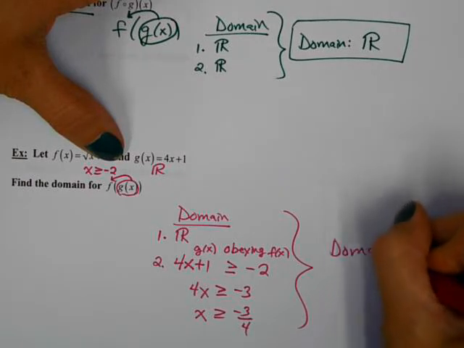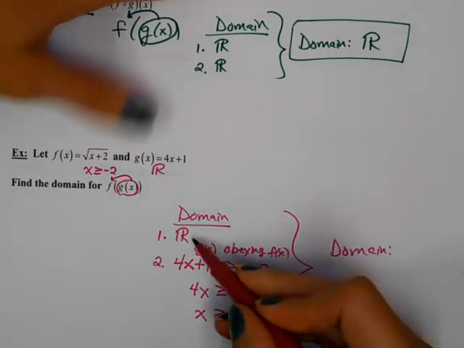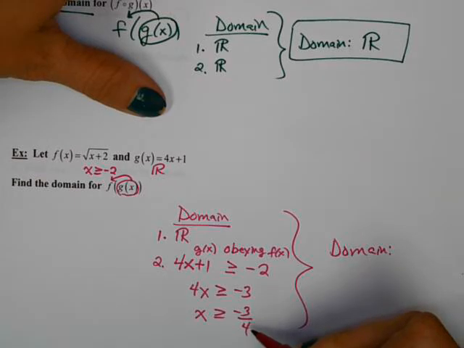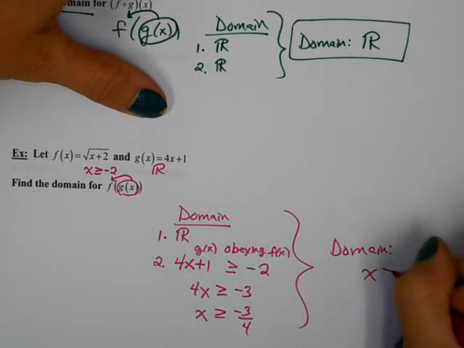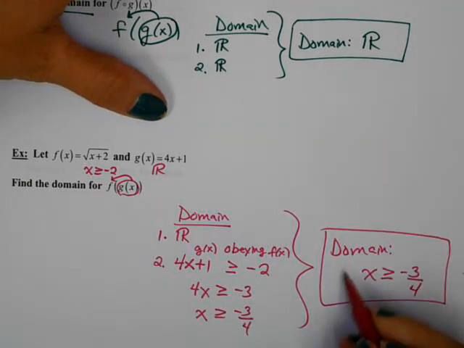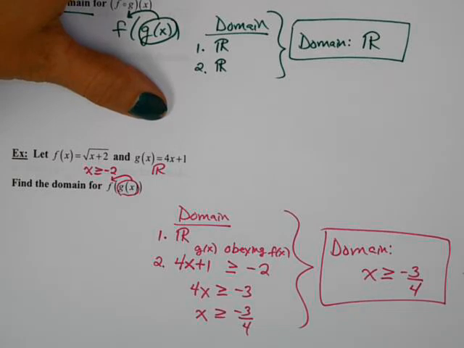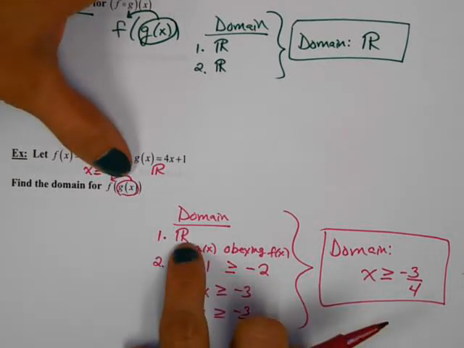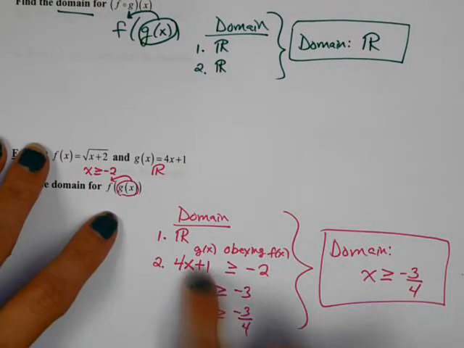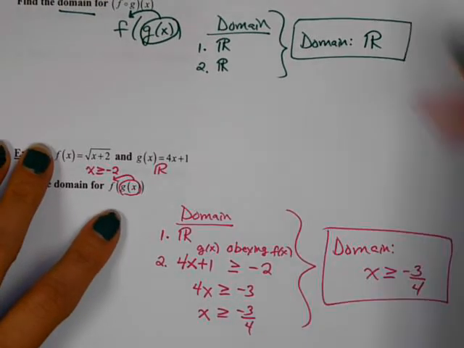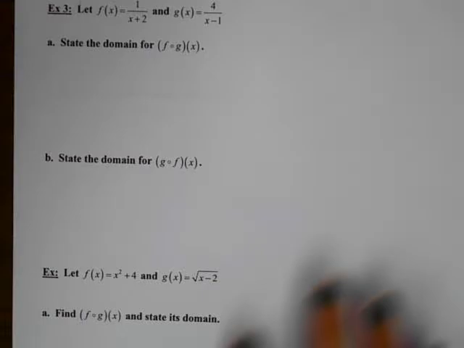So the overall domain is, I'm not going to say all reals, because he wants numbers more than or equal to -3/4. So who's more restrictive? X is greater than or equal to -3/4. And we don't say all reals when we say the inequalities. Okay? So step 1 is kind of like the old stuff. You just state the domain for the little guy. But the second step, you're going to have an equation to solve or an inequality to solve. Let's try some more.